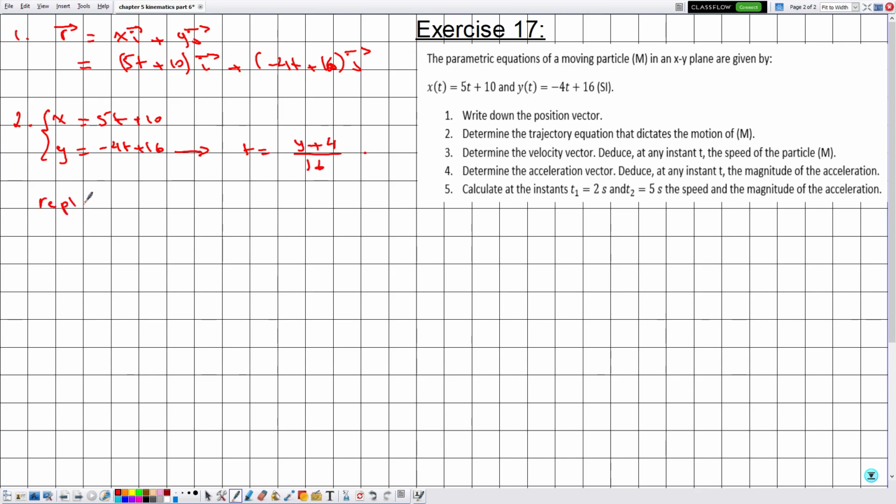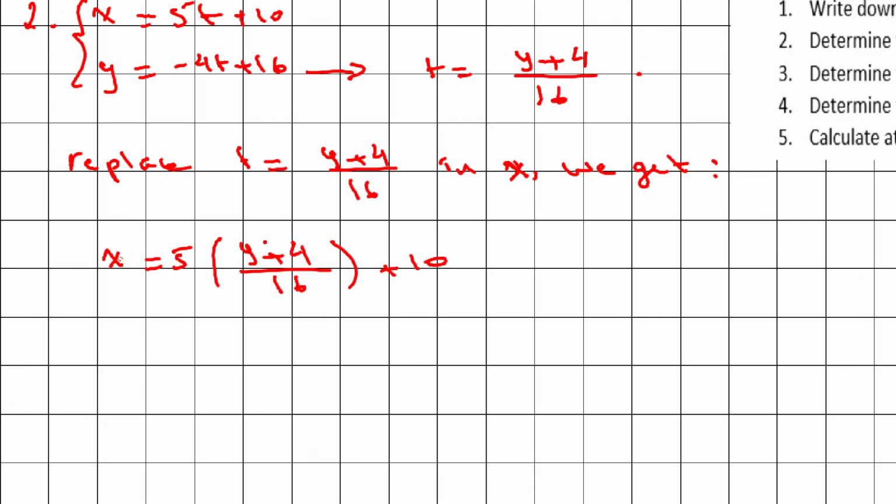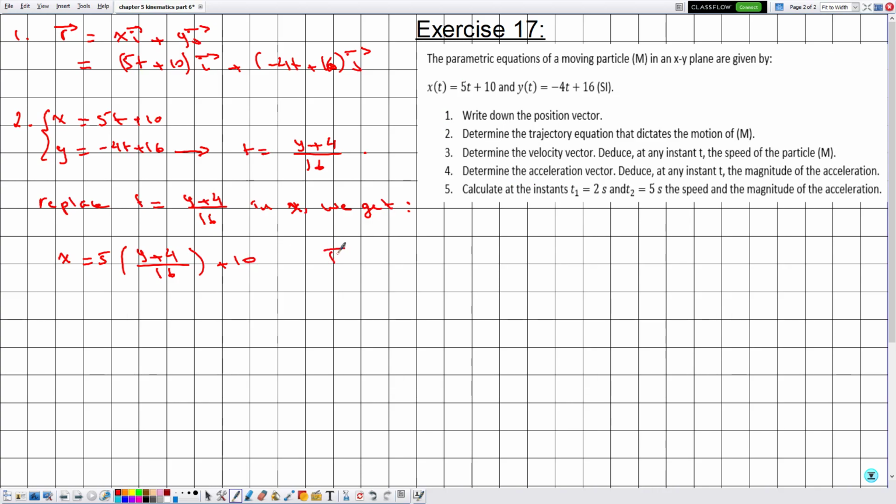Replace t, which is equal to (y plus 4) divided by 16, in x, we get that x is equal to 5 multiplied by (y plus 4) over 16 plus tan. Notice that linear in one variable and linear in the other, or linear in two variables, then the trajectory is a straight line.